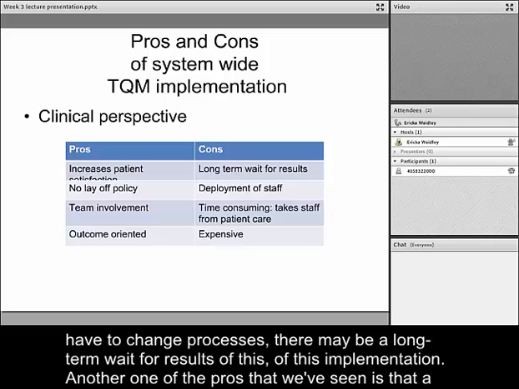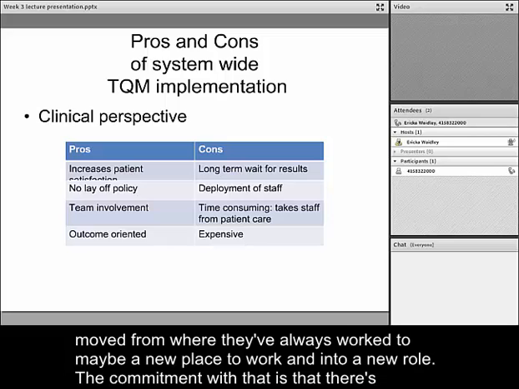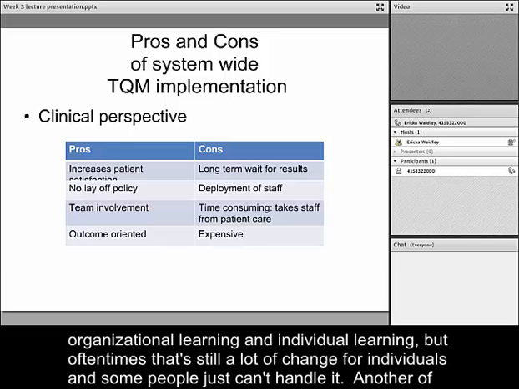Another one of the pros that we've seen is that a lot of the institutions are adopting a no layoff policy. One of the cons is that there is a deployment of staff. In other words, people are moved from where they've always worked to maybe a new place to work and into a new role. The commitment with that is that there's organizational learning and individual learning, but oftentimes that's still a lot of change for individuals, and some people just can't handle it.